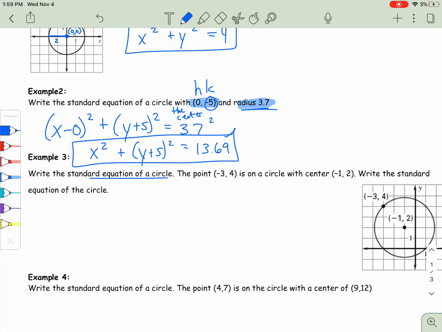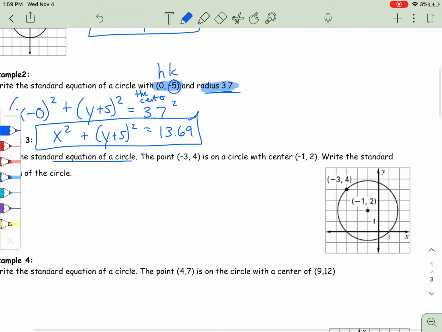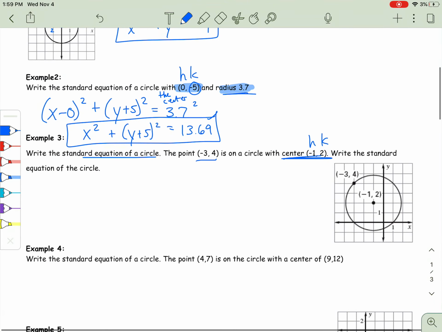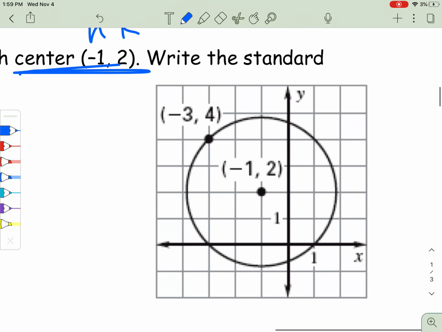All right, we're going to write another one here based on this graph beside us. It says the point -3, 4 is on the circle with the center of -1, 2. So this is h and k. All right, but this one's a little bit more difficult because it does not give us an even radius, right? You can see it stops short here of 3, or of 2, I'm sorry. Well, it would be 3 with the radius. Okay, so when that happens, you actually have to find the distance of that radius in a different way.